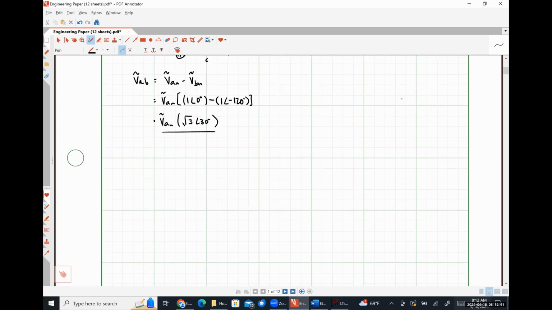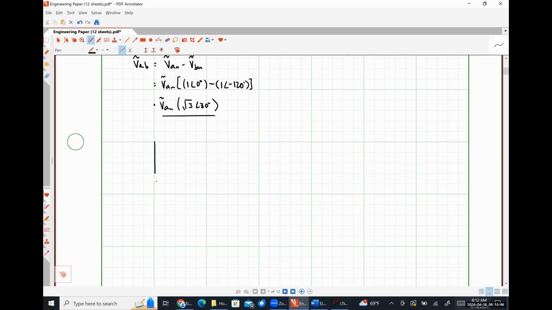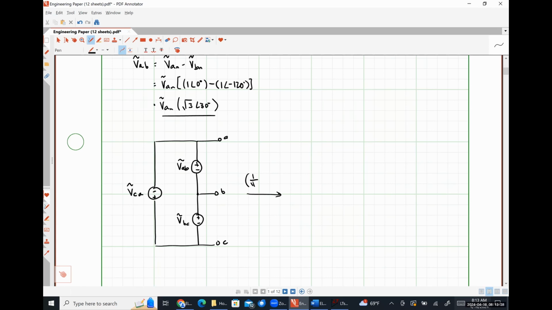Absolutely correct. So if we have a delta connected source over here on the left-hand side, where this is VCA, VAB, and VBC, like so. We will divide by √3 angle 30, which is the same thing as multiplying by 1 over √3 angle negative 30 degrees. I'm expressing it like this just so that it's multiplication either direction. There's nothing remotely wrong with just dividing by √3 angle 30. I want to be clear about that.